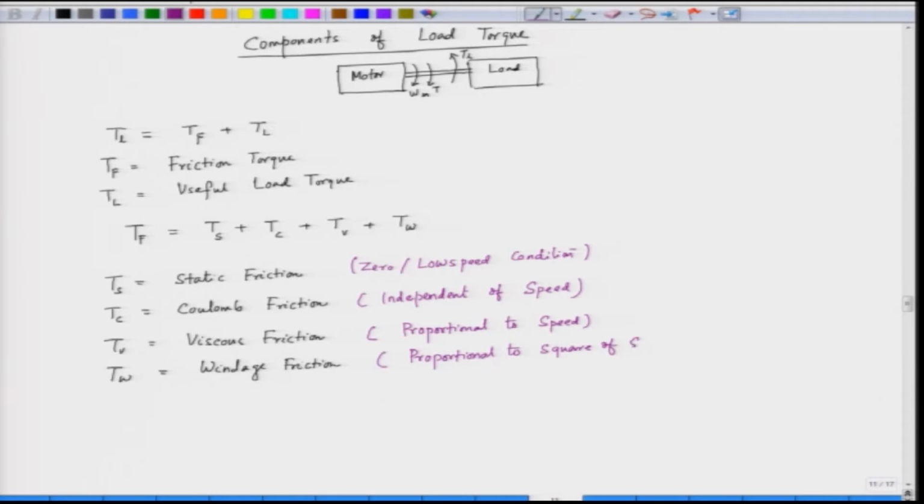Square of speed. So, this is proportional to the square of the speed, and the viscous friction is proportional to the speed. Now, we will see the four types of friction: the static friction, the Coulomb friction, the viscous friction, and the windage friction by plotting a graph in the speed torque plane.